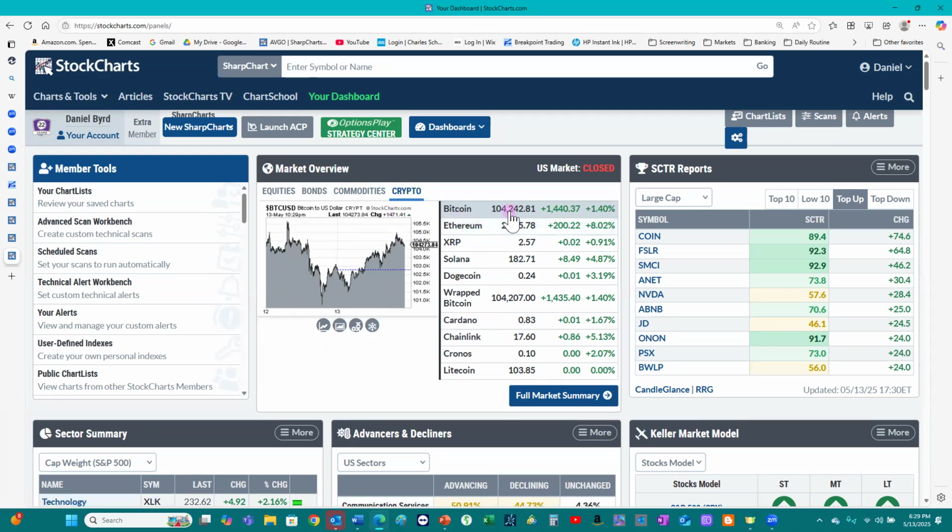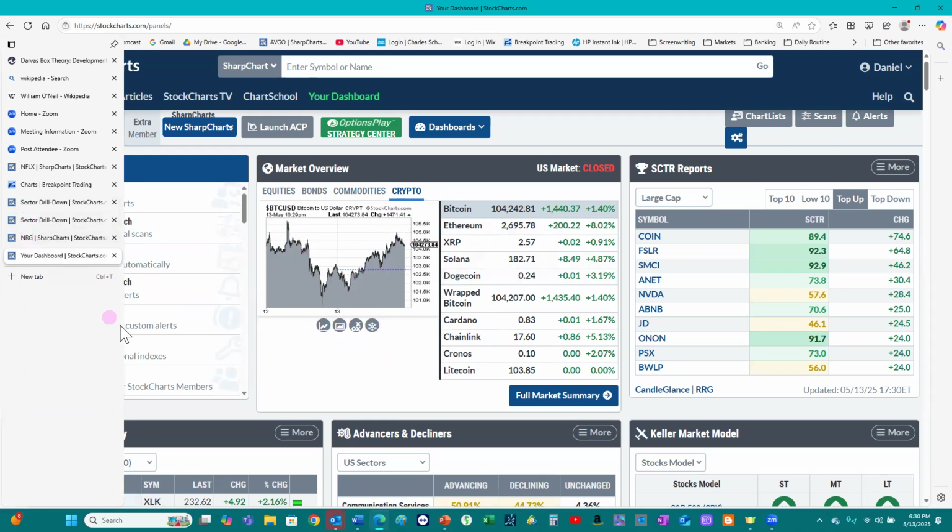And here's Bitcoin at 104. So 106 is really the key level that we need to watch. So that's it for Bitcoin. All right, let's talk about Darvas.